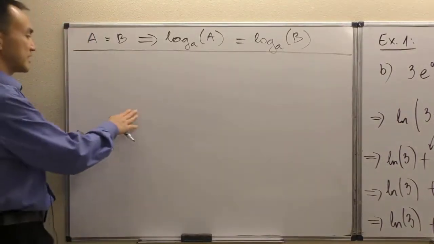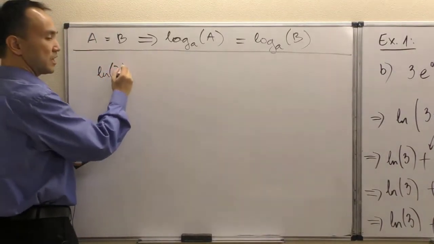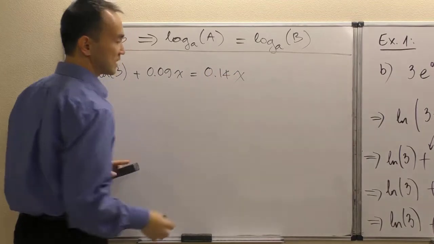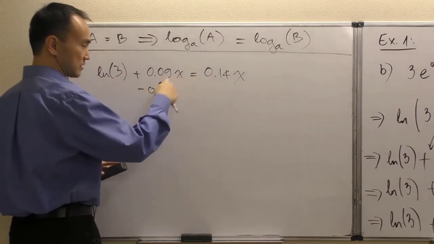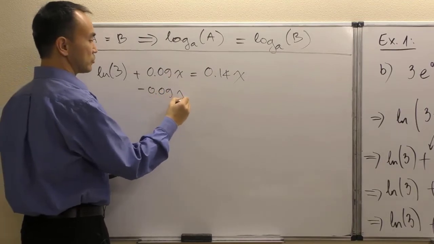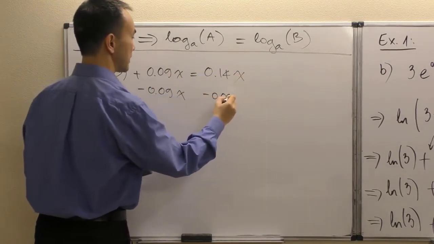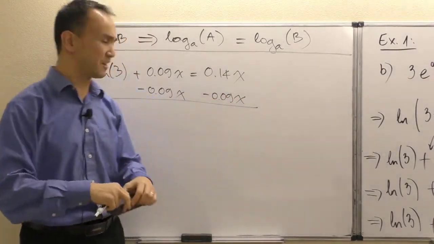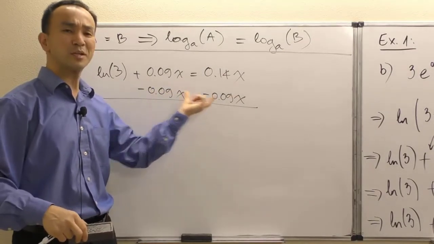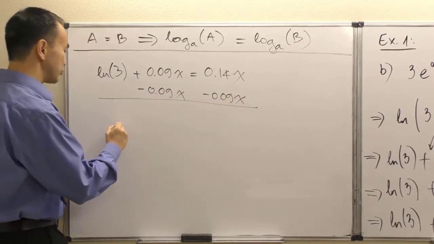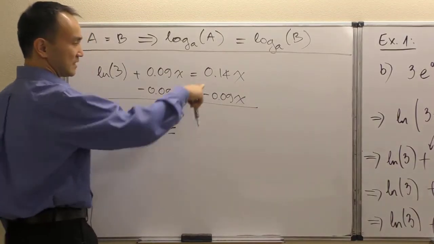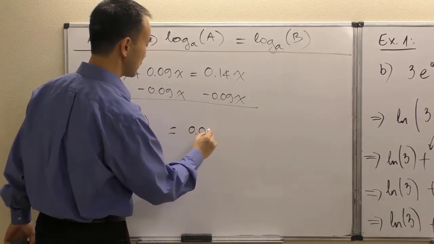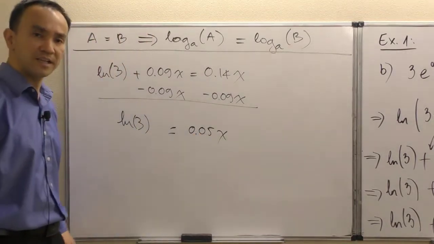From the previous step, we arrived at the following: natural log of 3 plus 0.09x equals 0.14x on the other side. This is the x term, and my aim is to bring it to the other side, so I'm subtracting 0.09x. I do this to ensure everyone is following, though I doubt anyone needs me to explain this. So natural log of 3 equals 0.14 minus 0.09, which gives positive 0.05x.